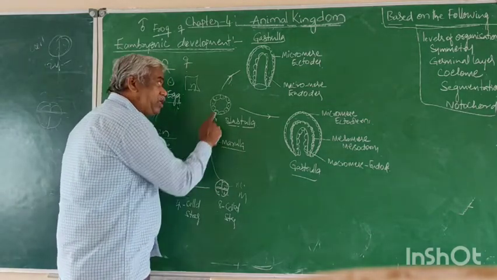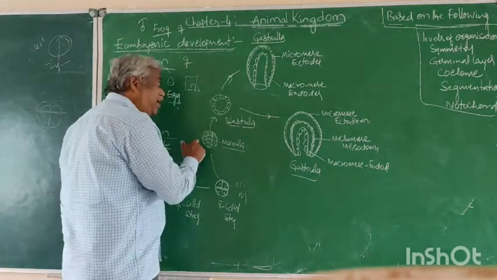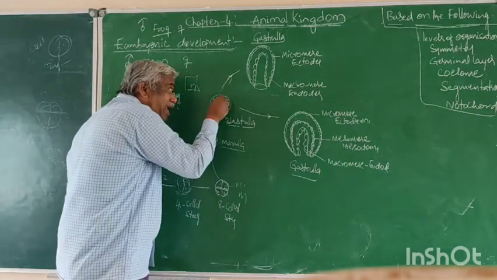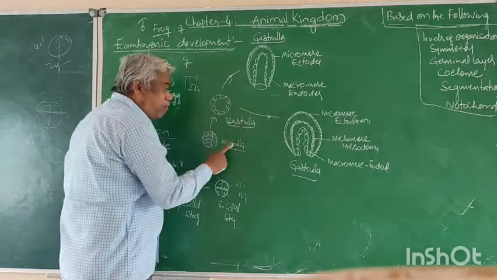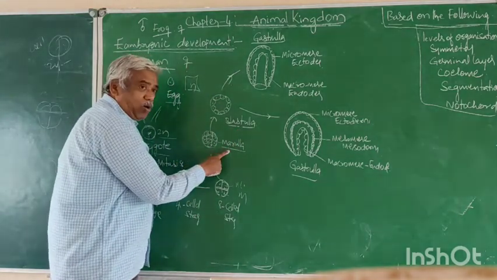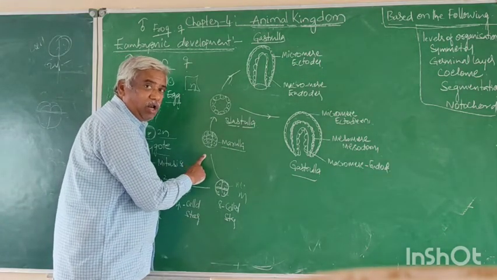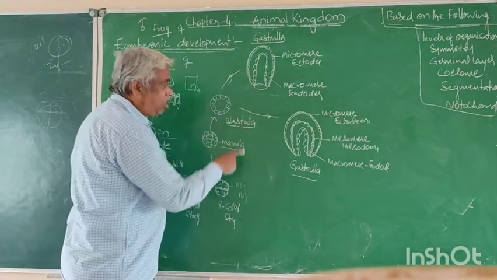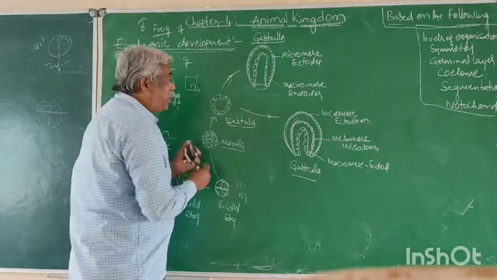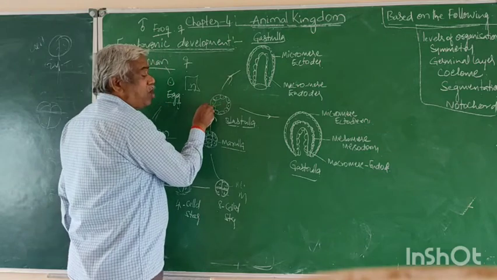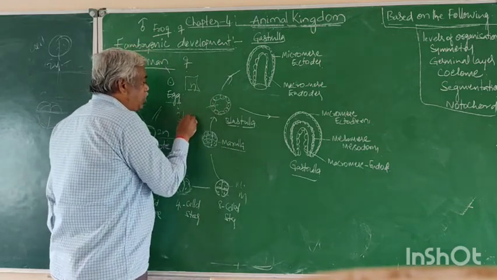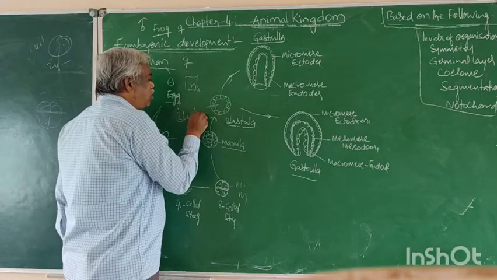Morula is multicellular, blastula is also multicellular. Both are ball-like, but the difference is the cavity. Morula is a multicellular ball-like embryo without a cavity. Blastula is a multicellular ball-like embryo with a cavity. If the cavity is there, the cavity is called blastocoel.